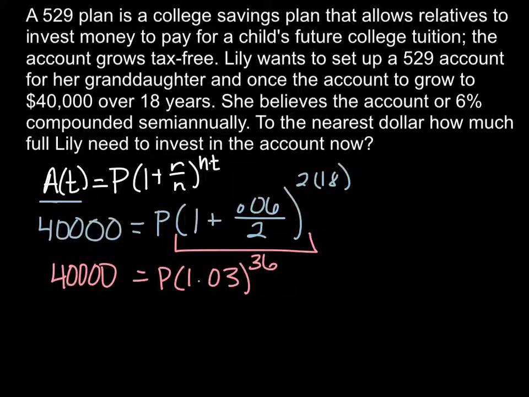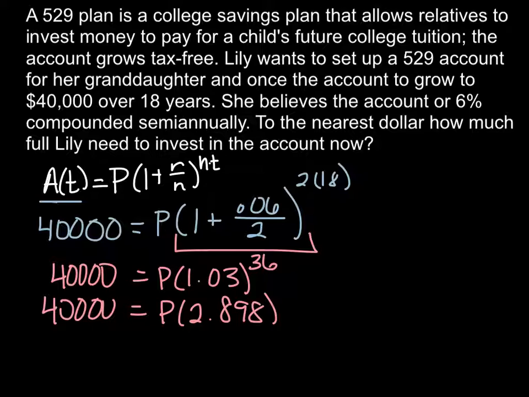So I'm going to take that 1.03 and I'm going to raise it to the 36th power. And when I do that, I get 2.898. So now I would leave it as that really long whole number in the calculator. And what I'm going to do next is just divide by that 2.898 on both sides.